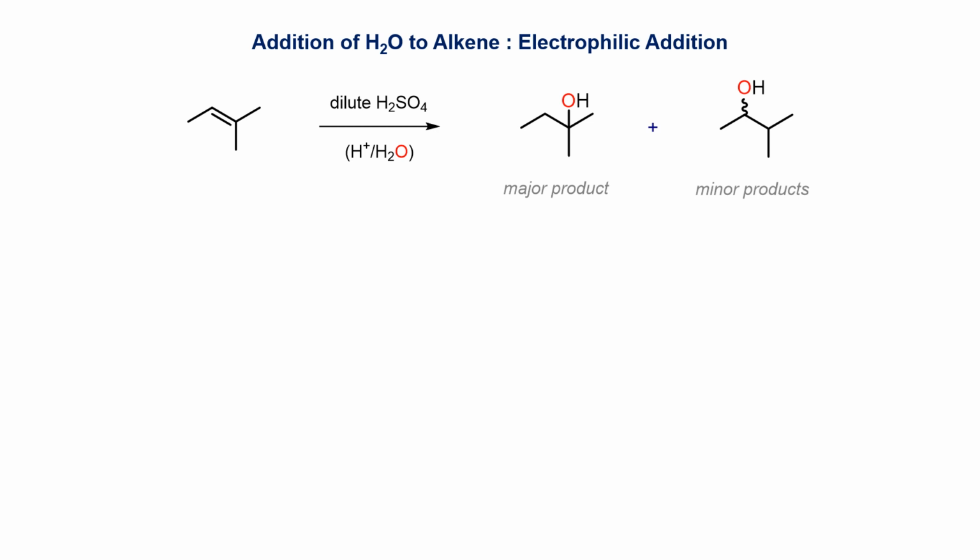When alkenes are treated with dilute sulfuric acid, they undergo electrophilic addition of water to produce alcohols. The reaction will go through carbocation intermediates, with tertiary being favored over secondary when unsymmetrical alkenes are employed. This will then lead to mixtures of regioisomeric alcohol products.